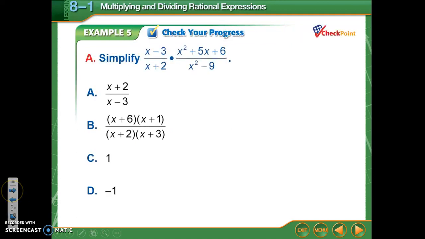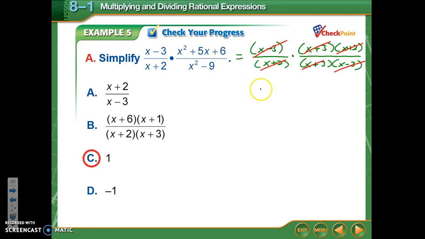Okay, I want you guys to try this one. Multiply these two fractions together. Don't forget to factor first. All right, this one simplifies to 1. Let me show you the factoring. All right, here's the factoring. X plus 3 times x plus 2 over x plus 3 times x minus 3. And when I multiply, everything divides out.